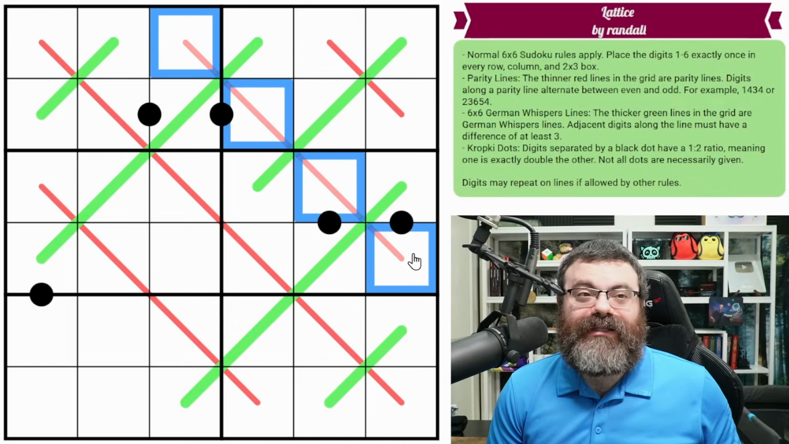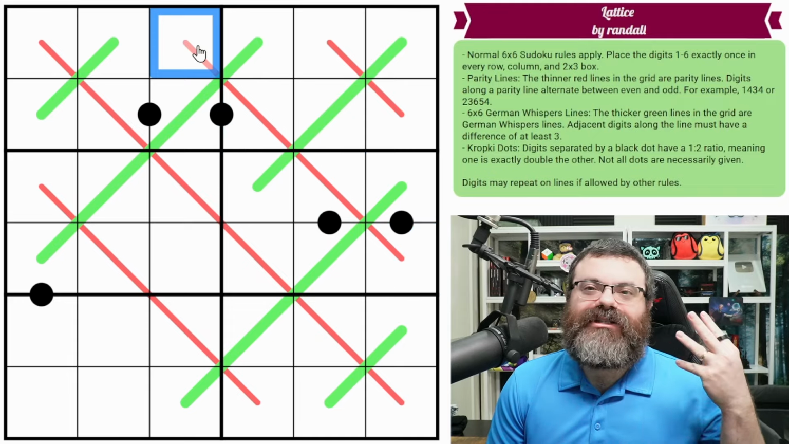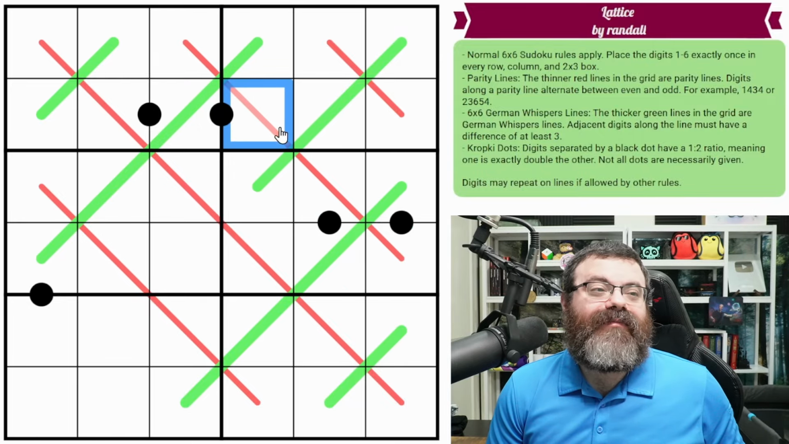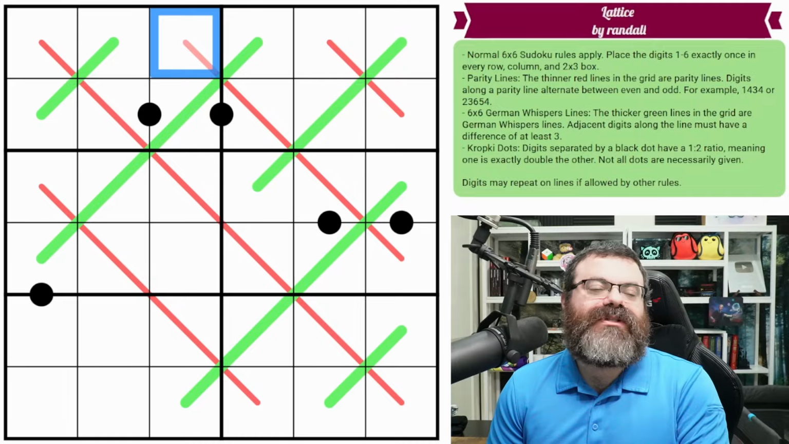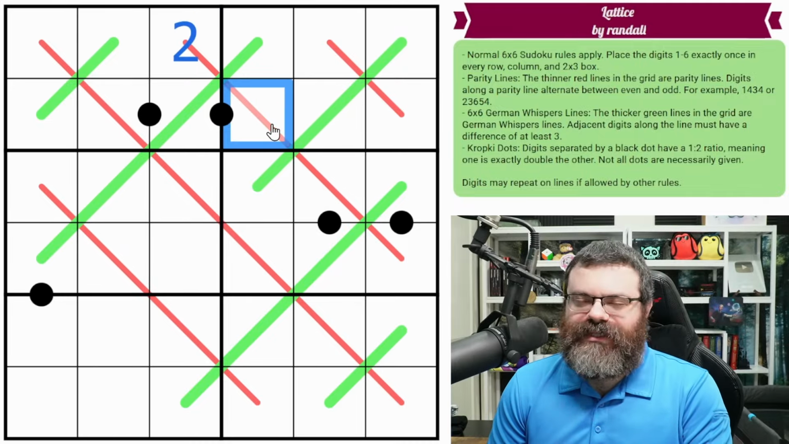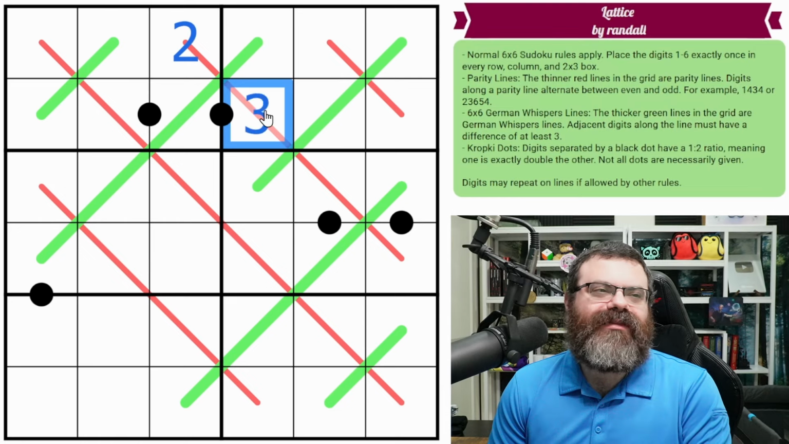These are called parity lines. Parity is just the property of a number being even or odd. And so these flip parity as it moves along the line. So if this was a 2, the parity of 2 is even. So this needs to be the opposite parity. This has to be odd. It has to be 1, 3, or 5.